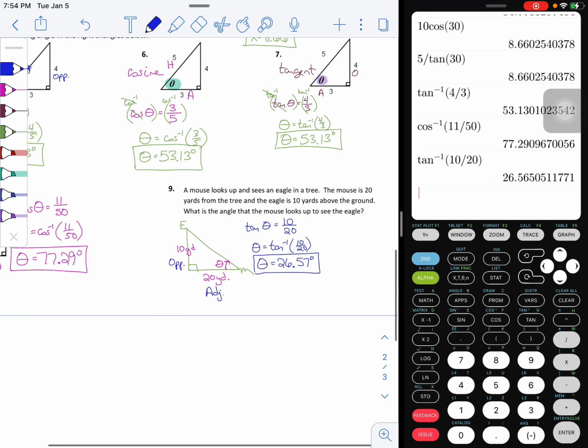All right, lots and lots of information in this video about how to use Desmos, a little bit of information about how to use TI-84, and again, a lot of information on how to find missing angles and sides.